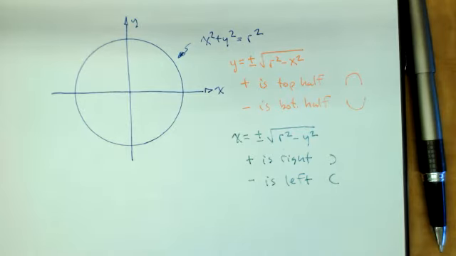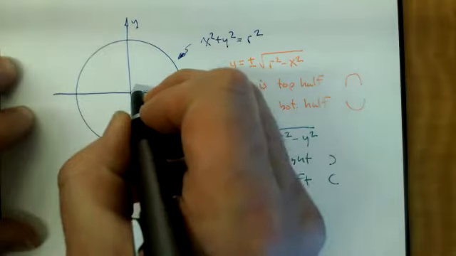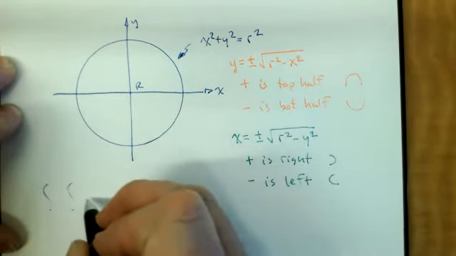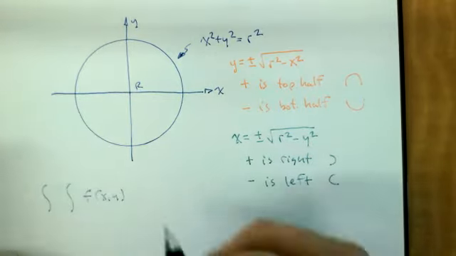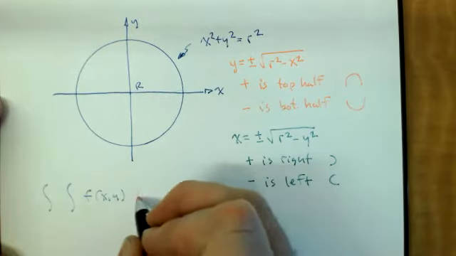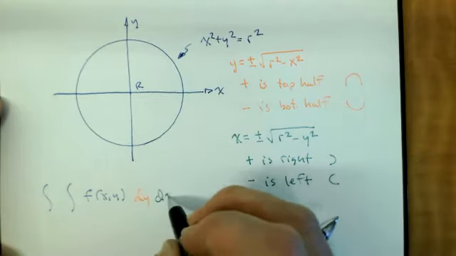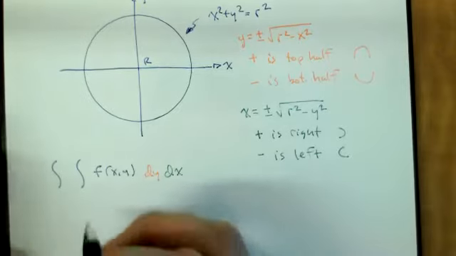So if we wanted to describe this circle as a double integral, so we're going to integrate some function over this region R, which is a circle of radius little r, we're going to want to be able to do this as a dy dx integral and as a dx dy integral.